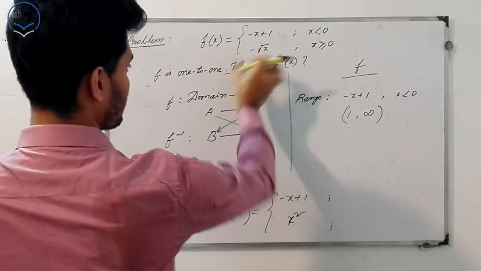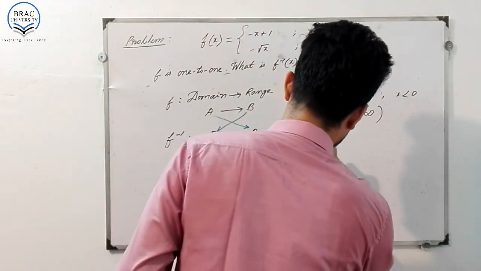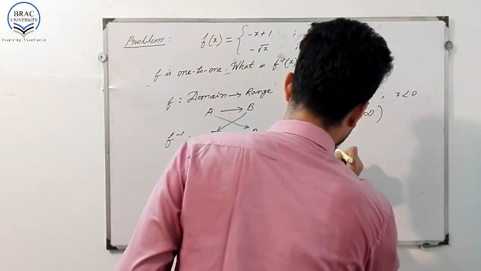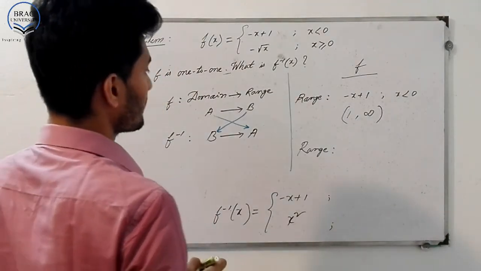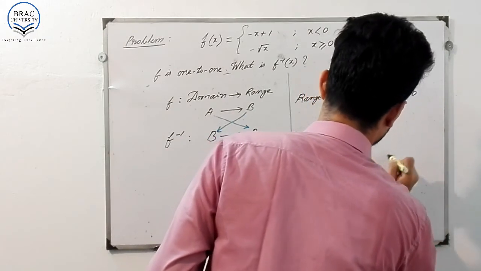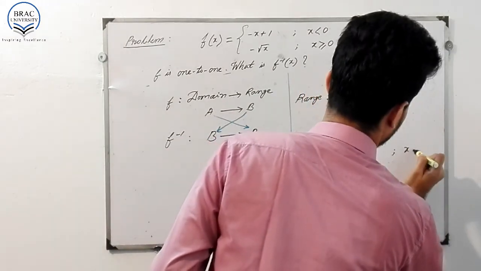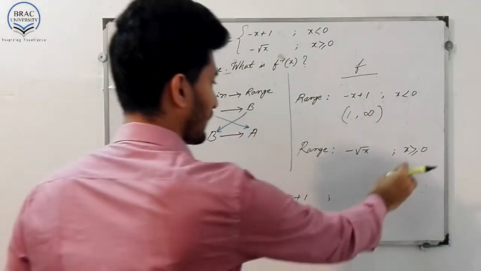The second part of this function, let's work on this to find out the range. So let's find out the range for this function. What is the range of it? So let's write the function first, negative square root of x, and its domain is x greater than 0. This is the category we have.